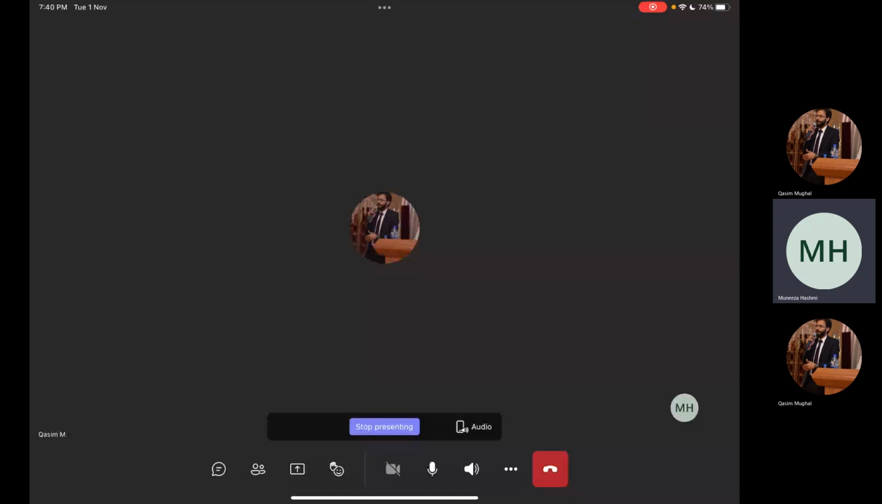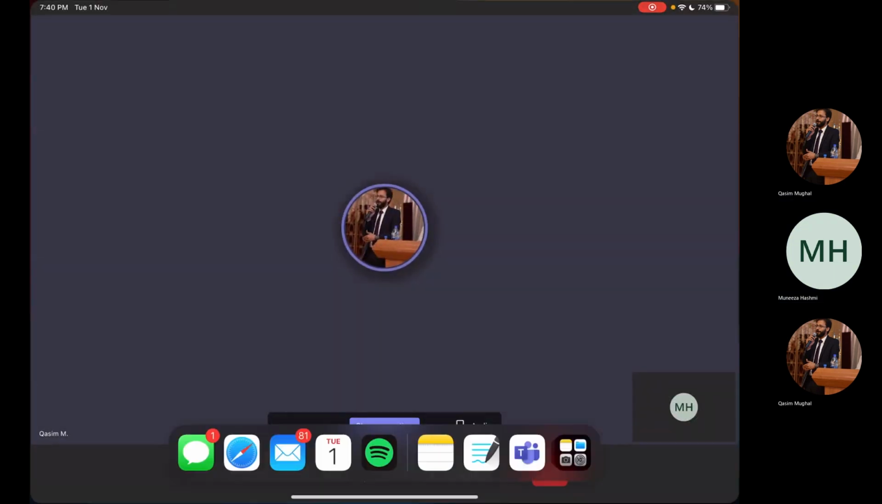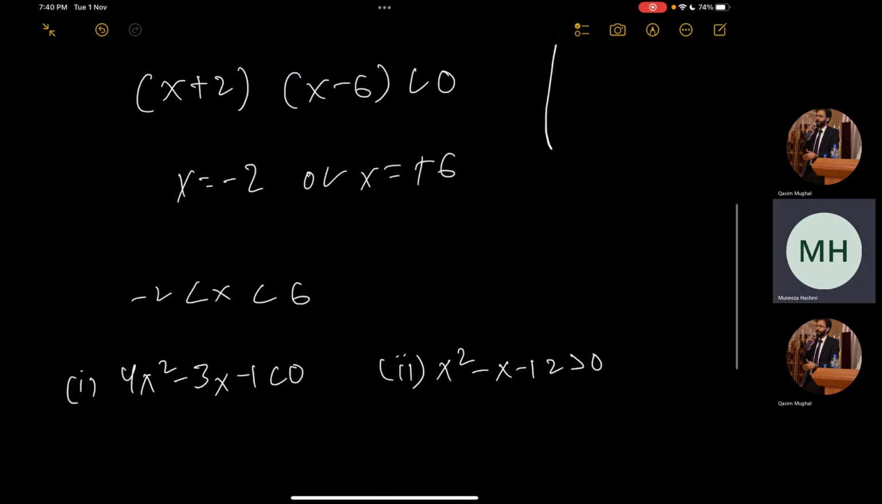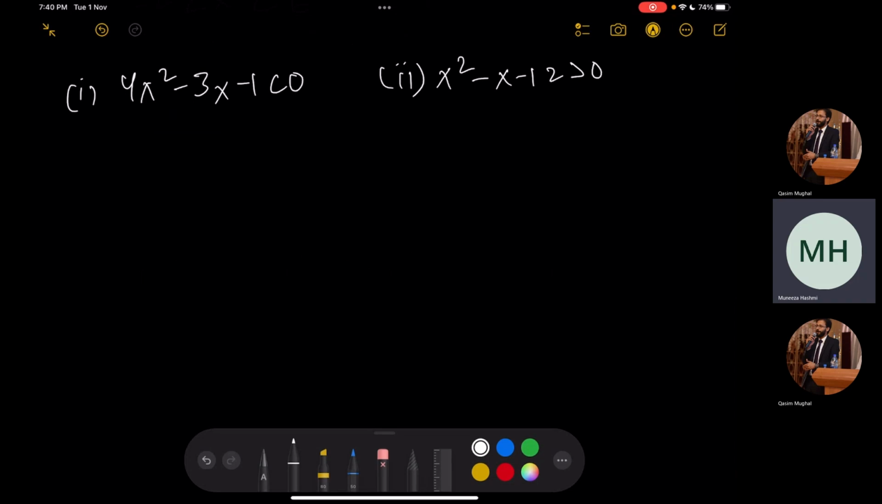Sir, can you see my screen? Yep, I can. You're using notes. Yes, why not? I don't know. It keeps crashing because of some iCloud issues, so I have to check that first and then. Okay, okay.